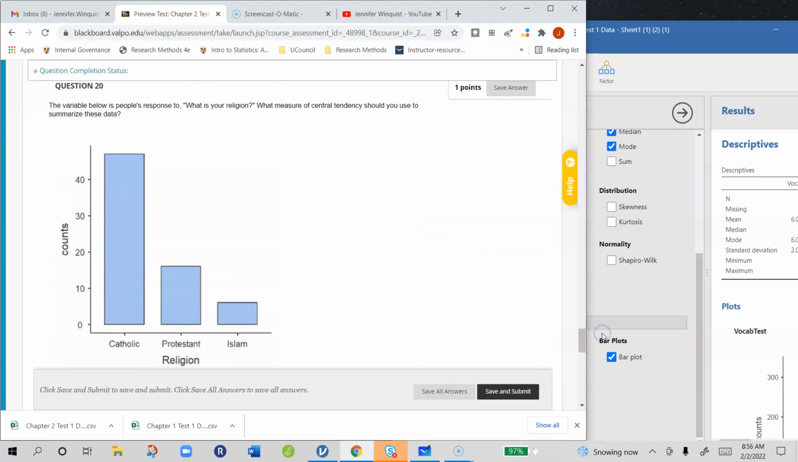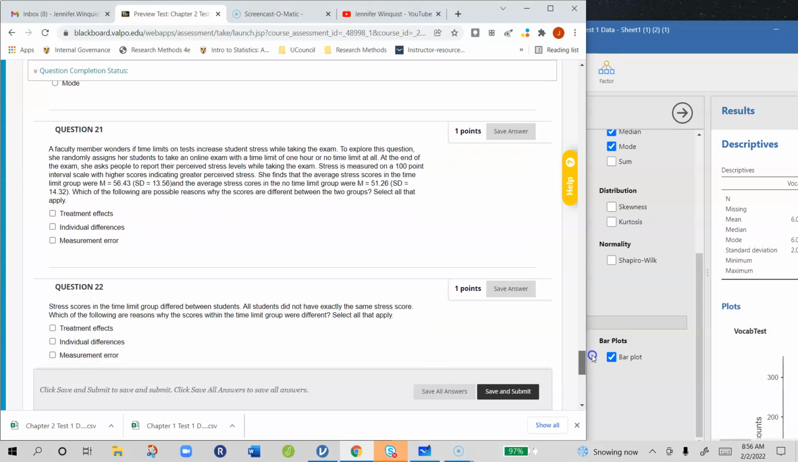For question 20, we asked people, what is your religion? And we have 3 different categories there. And note that this is nominal data. There's no inherent order here. And so we would use the mode. With nominal data, you always use the mode.